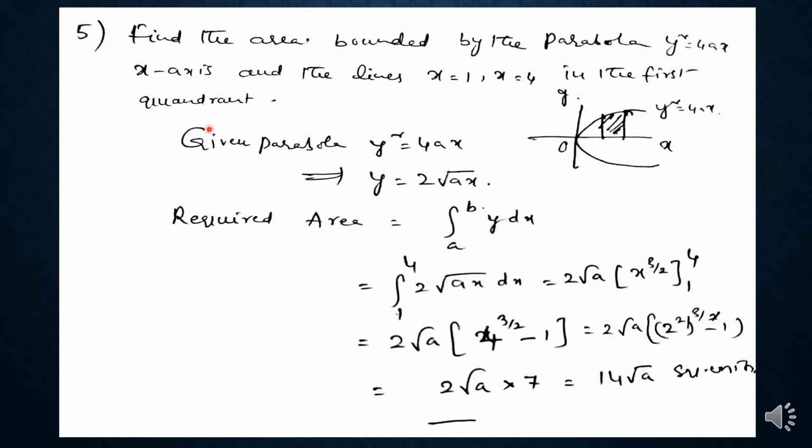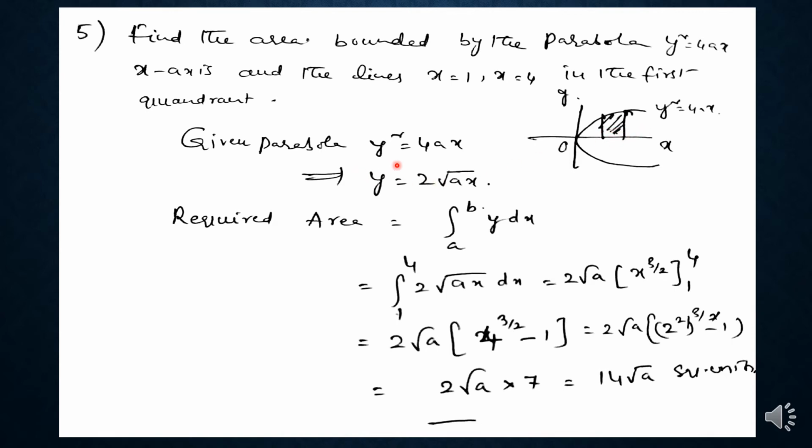Next, coming to the next problem. Find the area bounded by the parabola y square is equal to 4ax, the x-axis, and the lines x is equal to 1, x is equal to 4 in the first quadrant. Here, the parabola y square is equal to 4ax is a right-handed parabola. It will look like this. So if we take from x is equal to 1 to x is equal to 4 in the first quadrant, this shaded area we have to find.